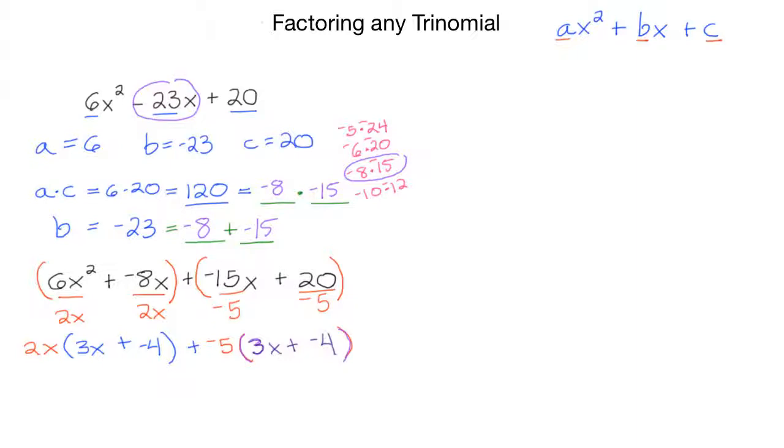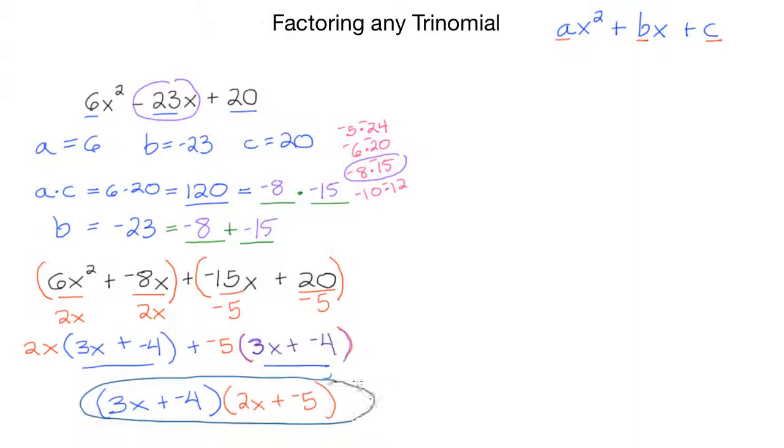Well, this is a good day because we now have common binomials. 3x plus negative 4, 3x plus negative 4. I can factor those out. And I'm left with 2x minus 5, 2x plus negative 5. And there we go. We've just successfully factored my trinomial down. And that is the result. That is the factored form of this.